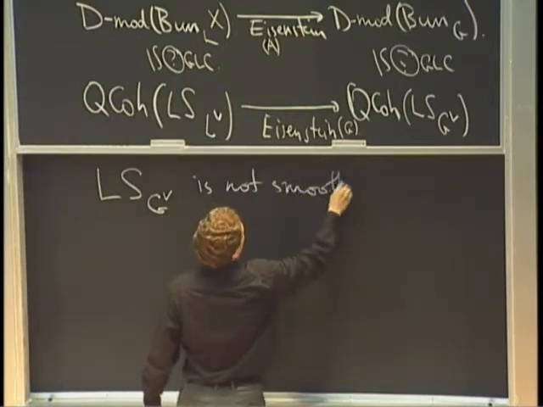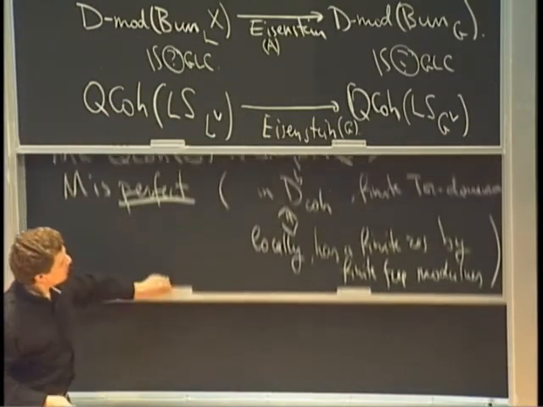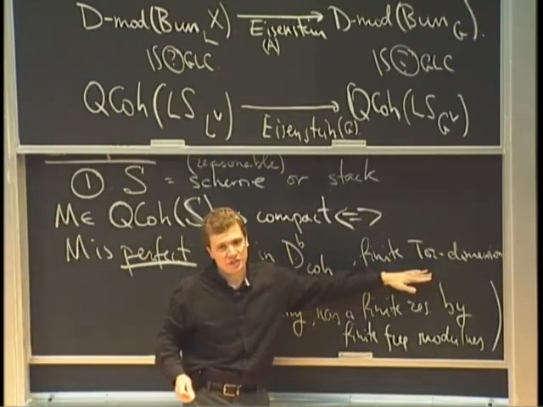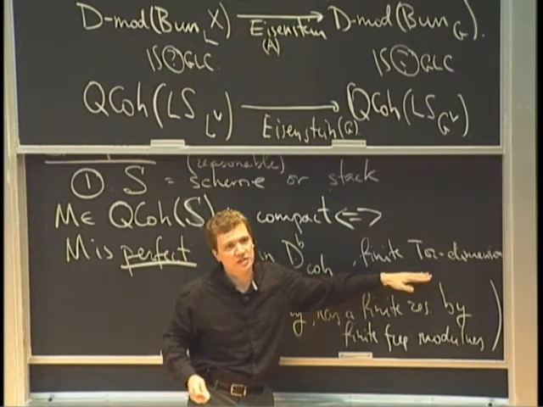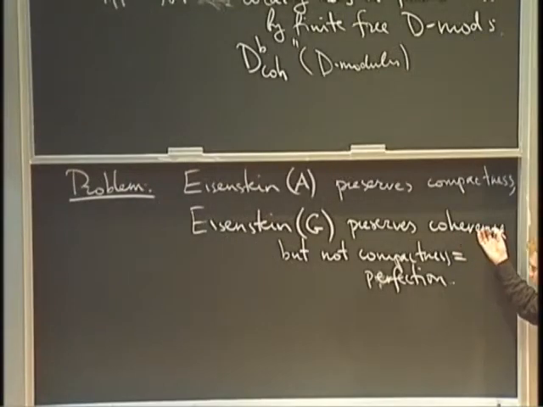And this is why this finite Tor dimension is actually a non-vacuous condition. This is why it's necessary. This is why there is a difference between coherence and perfection, and that's what gets us in trouble. If coherence and perfection were the same thing, this would disappear.